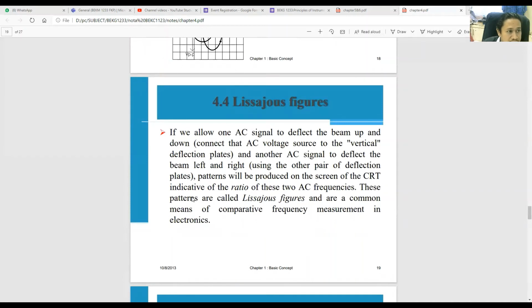Okay, so next is the Lissajous figure. If we allow one AC signal to deflect the beam up and down, connecting that AC voltage source to the vertical deflection plates, and another AC signal to deflect the beam left and right using the other pair of deflection plates, patterns will be produced on the screen of the CRT indicating the ratio of these two AC frequencies. This pattern we call a Lissajous figure, and it is a common means of comparative frequency measurement in electronics.